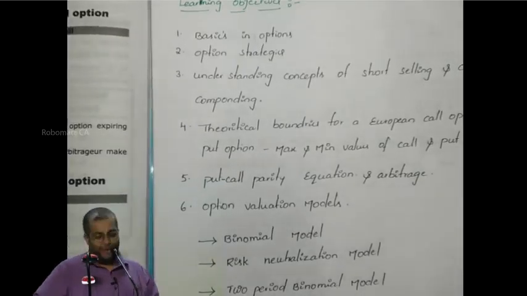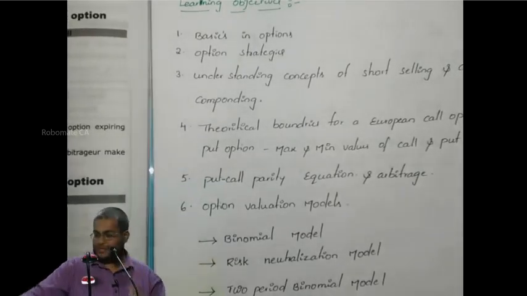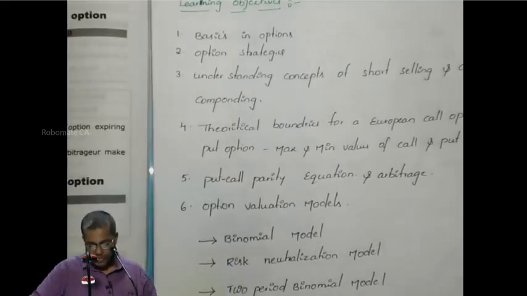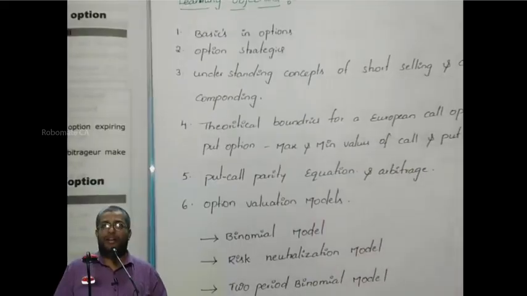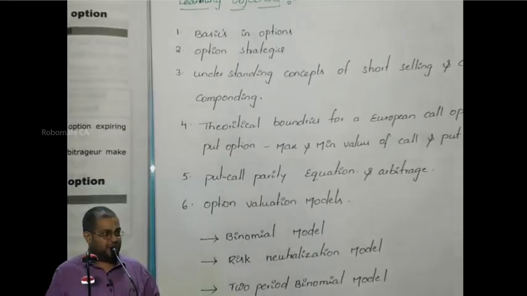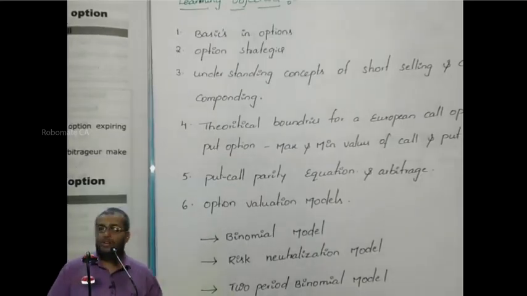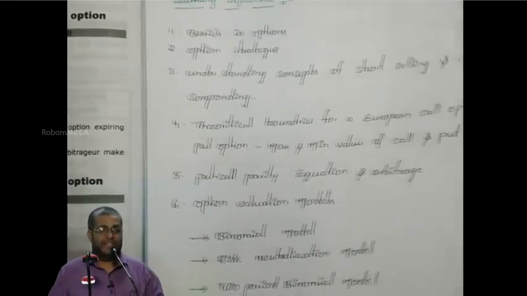Out of 8, only 5 are over. The balance is 3. Now, we have 3 more areas. The next one is very important. That is called the option valuation model. We are going to discuss 4 models: binomial, risk neutralization, 2-period binomial, and then the Black-Scholes model. These are the models we are going to discuss in the next stage.